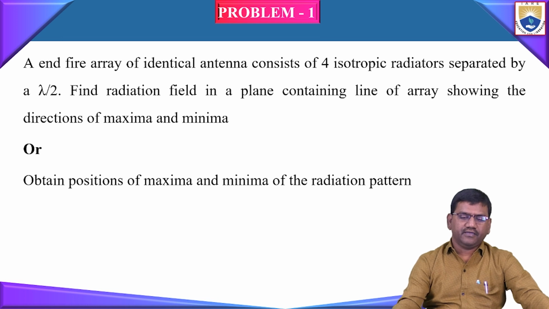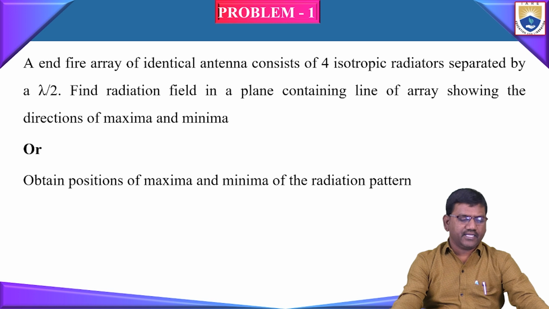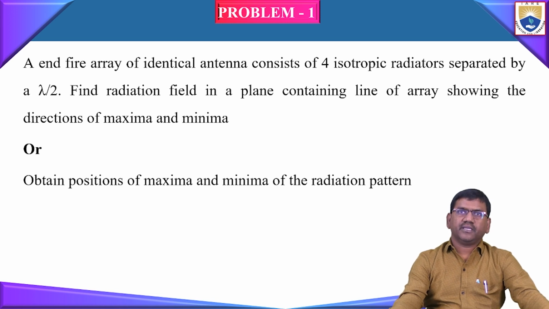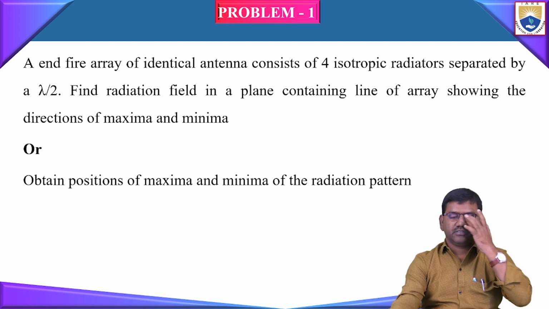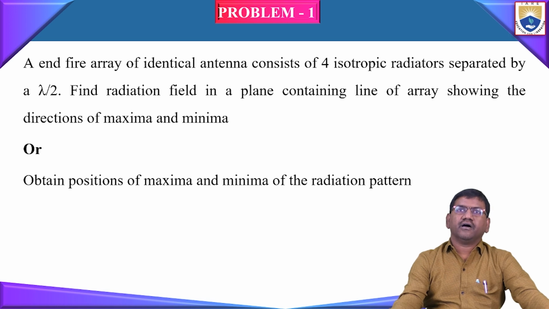An end-fire array of identical antennas consists of 4 isotropic radiators separated by lambda by 2. Find the radiation field in a plane containing the line of array, showing the directions of maxima and minima. Or in another way, the problem can be asked as: obtain the positions of maxima and minima of the radiation pattern for an end-fire array. So here we need to design an end-fire array which contains 4 isotropic radiators, and all the elements are separated by a distance of d is equal to lambda by 2.